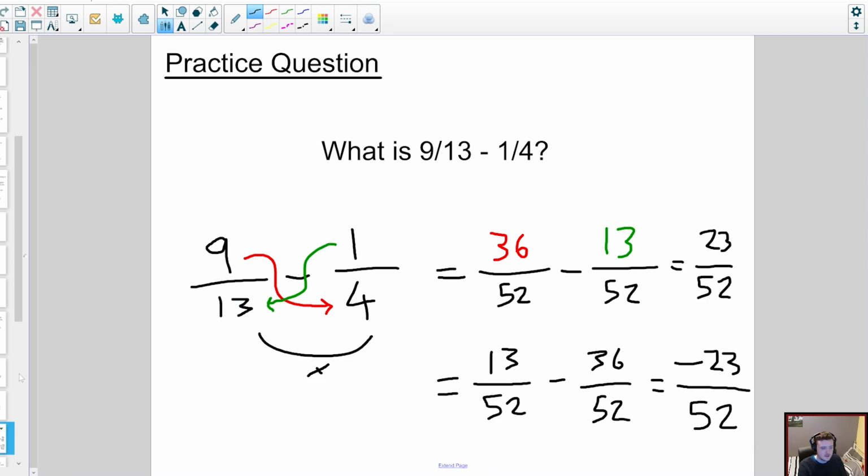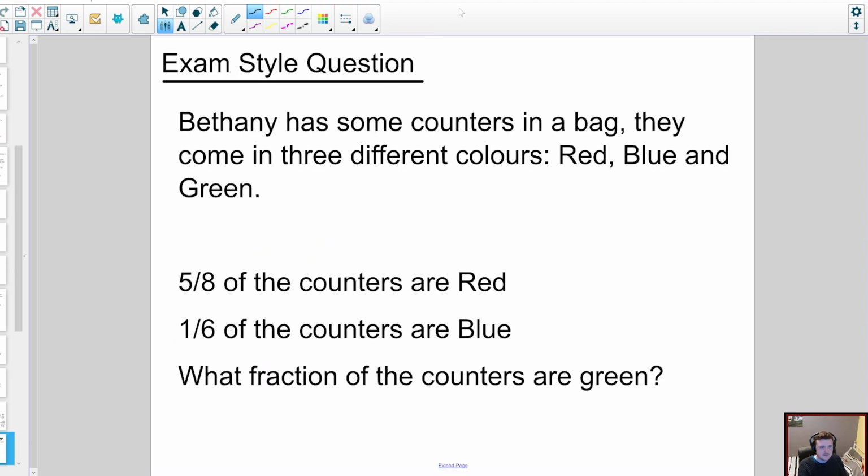Okay, moving on. Here's an exam-style question. Bethany has some counters in a bag. They come in 3 different colours, red, blue and green. She knows that 5/8 of the counters are red and 1/6 of the counters are blue, and she wants to know what fraction of the counters are green.